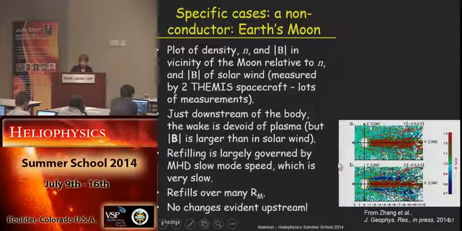Basically, what you see is nothing happening upstream, and that's true in the density too, and that supports this picture I was showing you where a non-conducting body really does not affect the plasma that's upstream. Everything here can be understood in terms of removing the solid material, the plasma of the solar wind, and just seeing how it refills with time and how the magnetic field compensates for the loss of plasma pressure.